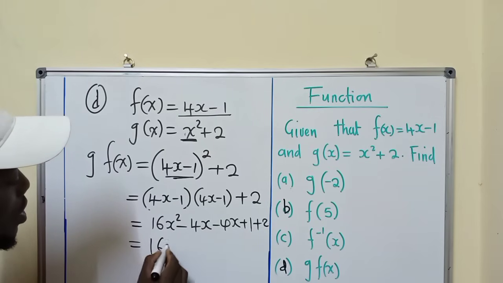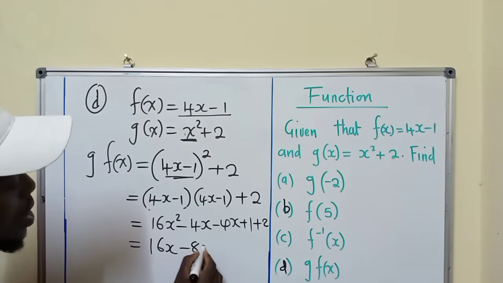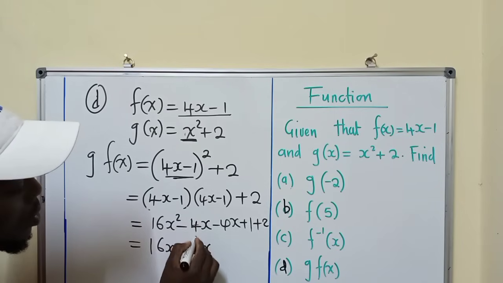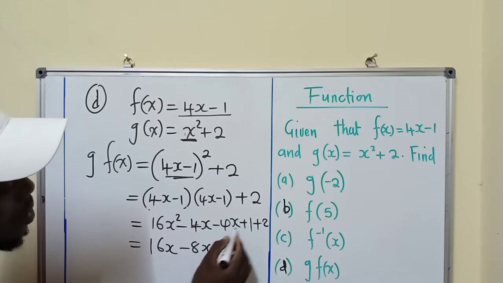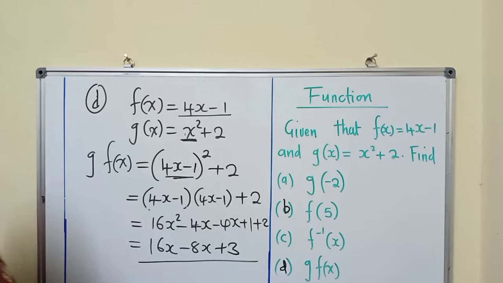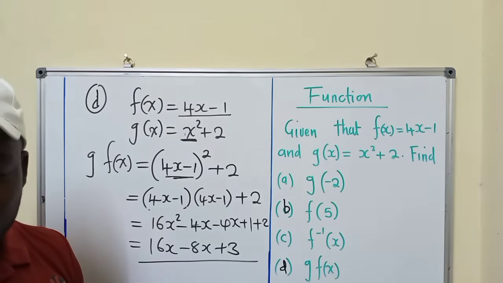So here we have 16x squared. These two will give us negative 8x, isn't it? Negative 4x minus 4x, you add them, they'll give you negative 8x. This 1 plus this 2 will get a 3, and this is our solution. Does that make sense? Yes.